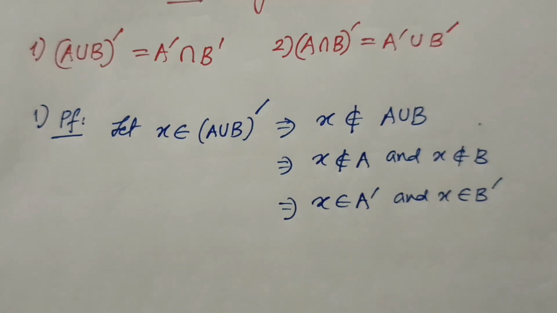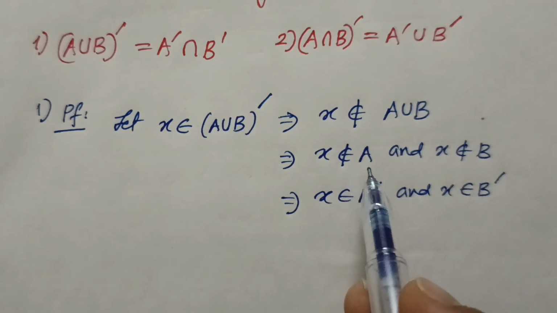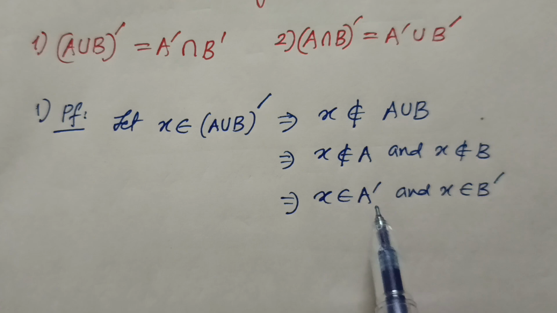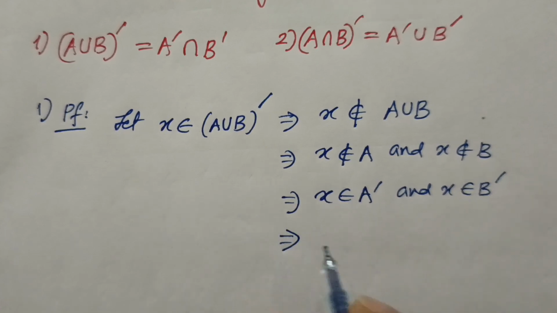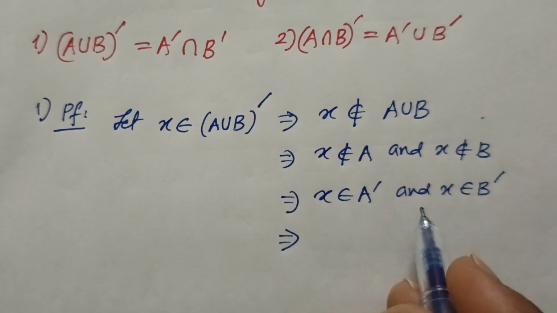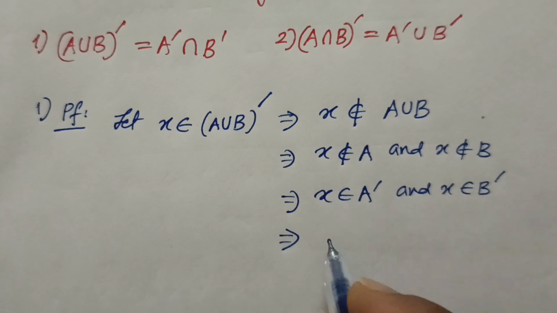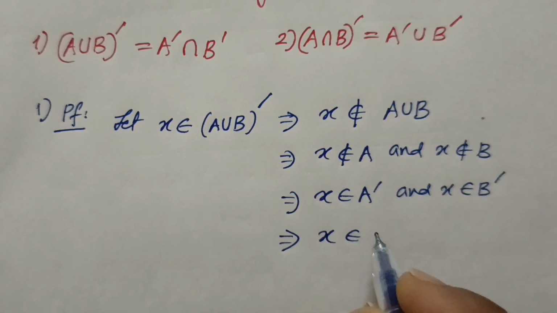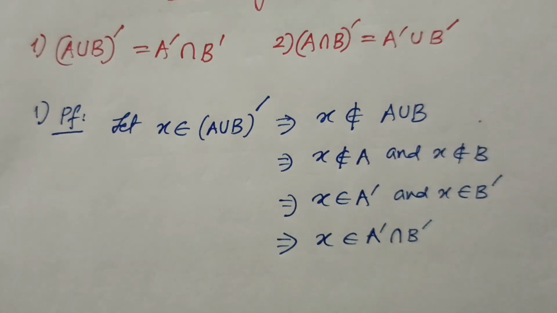Why? It is the very definition of complement. If X is not there in A, certainly it will be there in A complement, and the same for B complement. Now it is a case of belongs to and the word is "and". That means X is a common element of A complement and B complement, and we can write it as A complement intersection B complement.